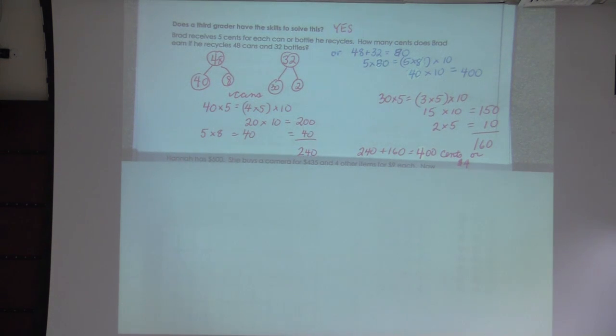Then switch to my blue pen. This was written purposely for third graders. 48 and 32 adds up to a multiple of 10. So I could have added the cans and the bottles together, I would have gotten 80. Well, that's 5 times 80. I know how to do 5 times 8 times 10. And I get the same answer. So all of a sudden, what looks like a much more difficult problem, the kids have practiced strategies, at least 2 different ways of solving this.